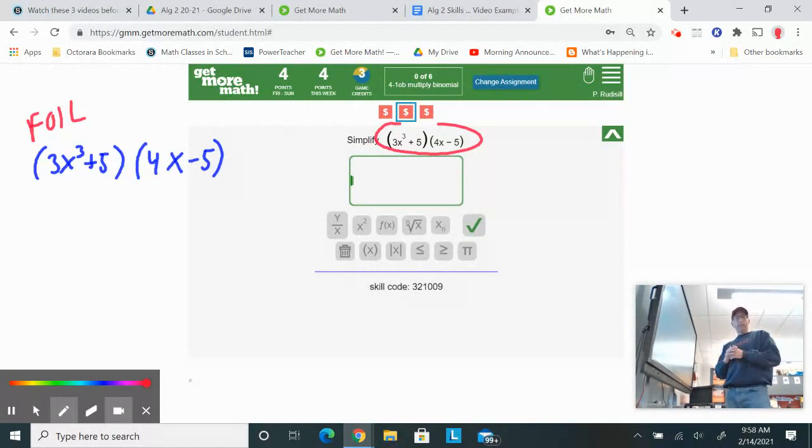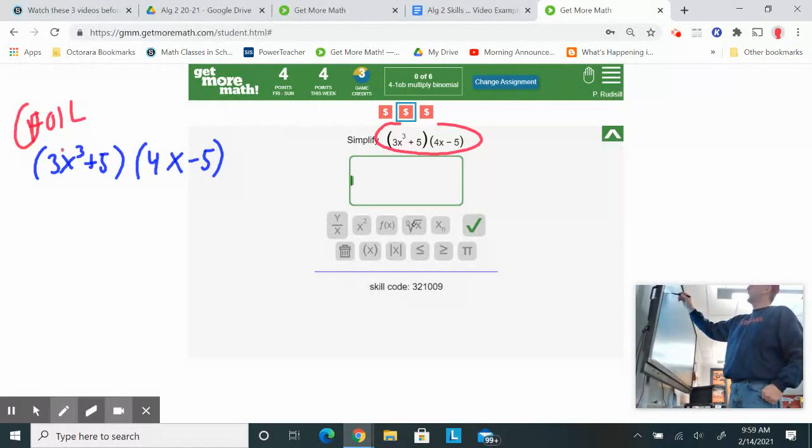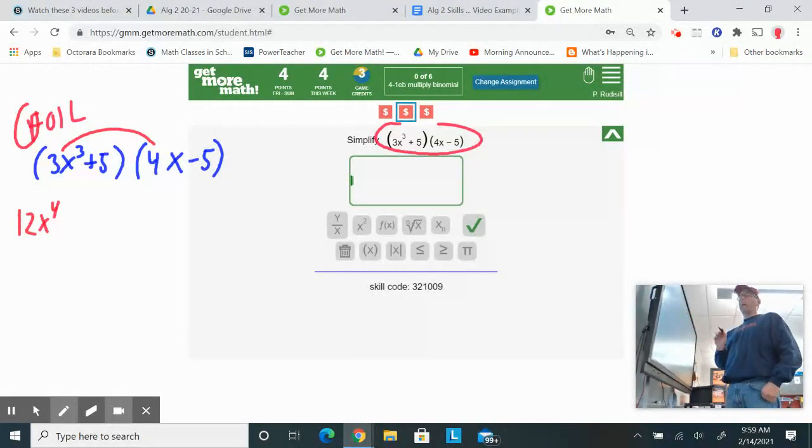Okay, I copied the problem. It's like copying on a piece of scrap paper. When you do that copying, one mistake you can make right away is just a miscopy, so I double check that I have everything written correctly. Now, F is for first. So you take the first term here, that would be 3 times 4, 12. x cubed times x is x to the fourth power. So it would be 12x to the fourth power.